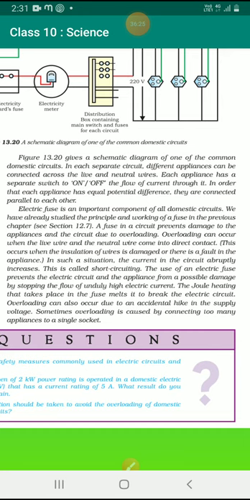Okay, the joule heating that takes place in the fuse melts it to break the electric circuit. Overheating can also occur due to an accidental hike in the supply of voltage.